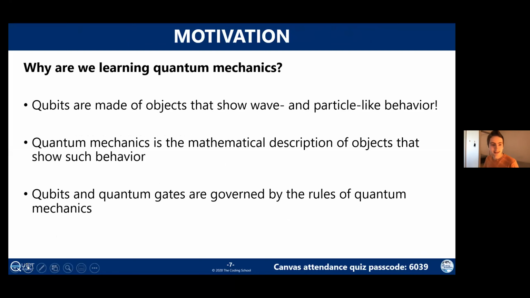Okay, so let's go back to a slide that we have seen before. This is the motivation for why we're studying quantum mechanics for quantum computing, and I introduced it with these 3 statements. The first one: qubits are made of objects that show wave and particle-like behavior. This one doesn't really require any further explanation. We can take it as a fact that humans came up with a name for stuff that is both wave and particle-like, and we call it qubits. So it's kind of just a definition.